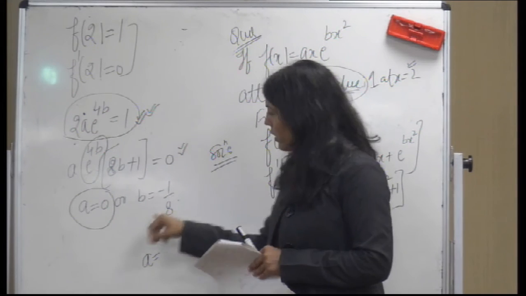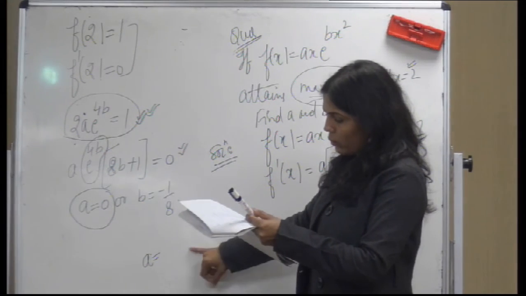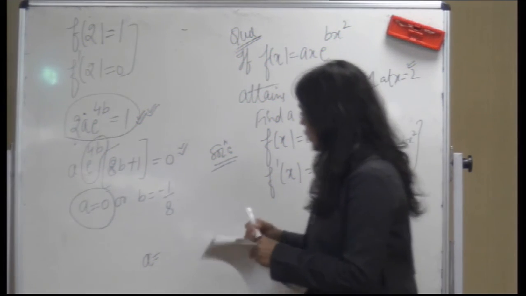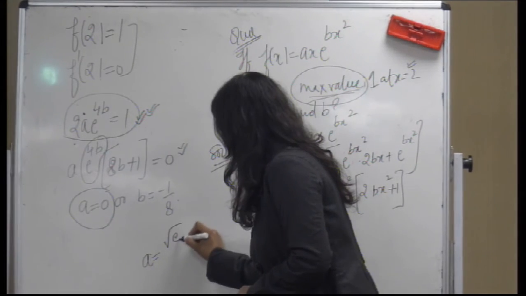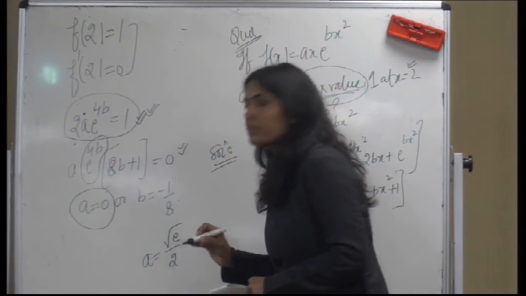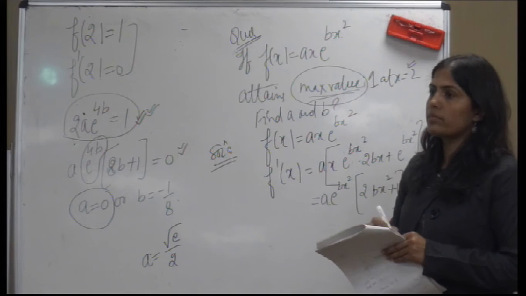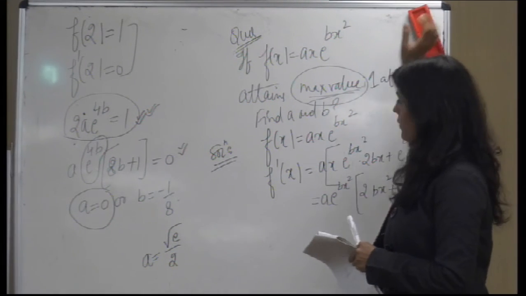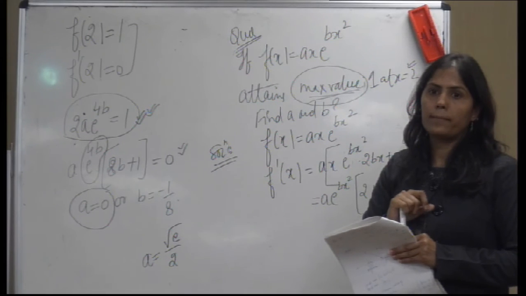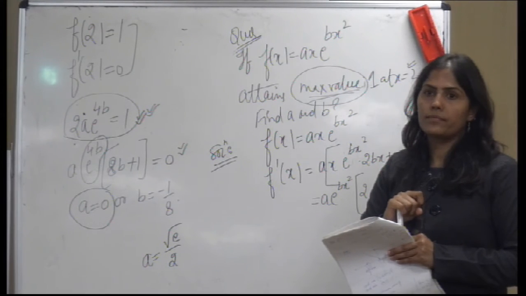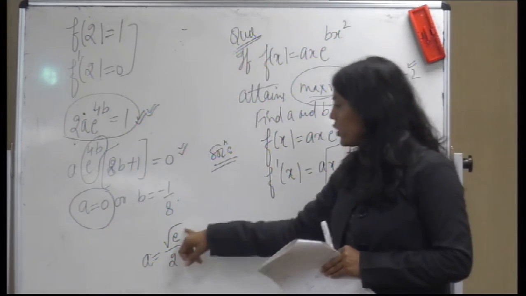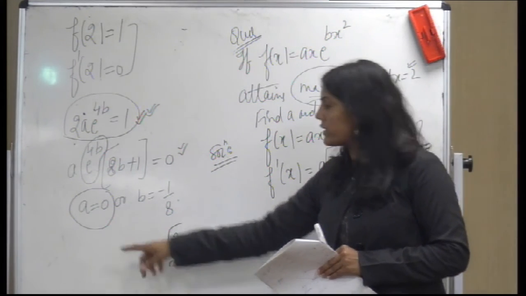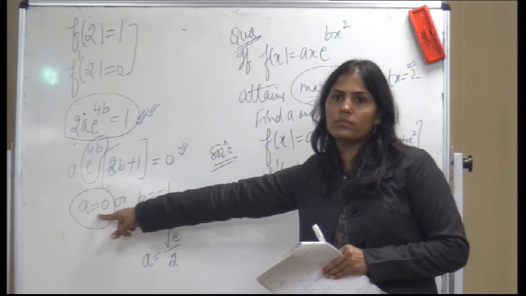So now, corresponding to b equal to minus 1 by 8, what value are you getting? Under root e by 2, are you getting? Or shall I do it? Under root e by 2. Shall I do it? Okay. You got it? How many of you got this, under root e by 2? And the fact that why we are not taking a equal to 0.